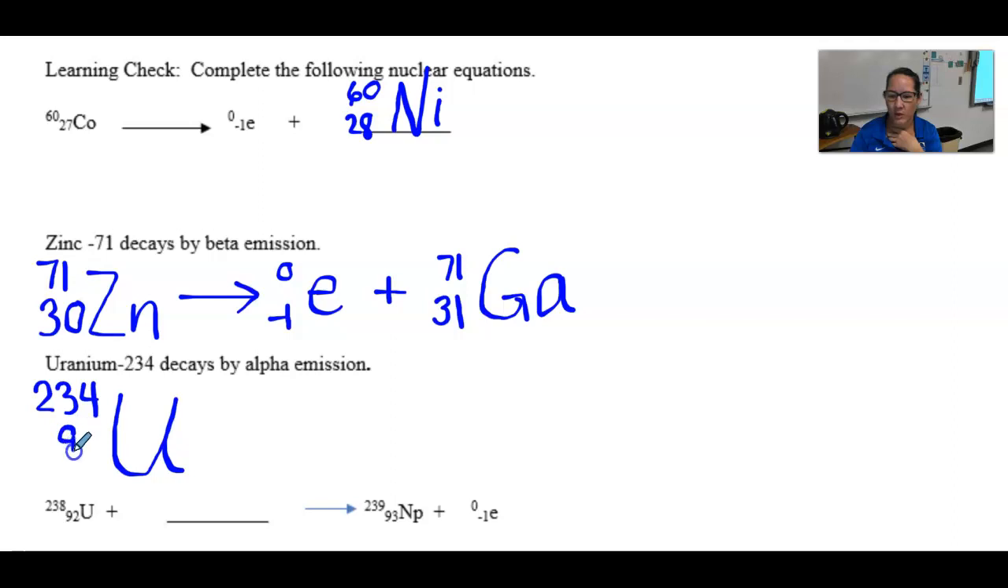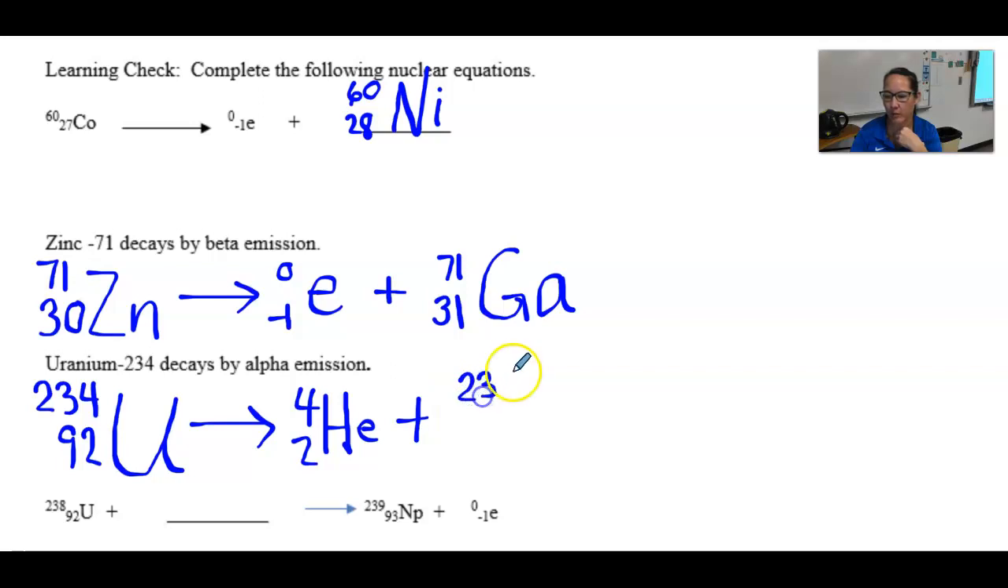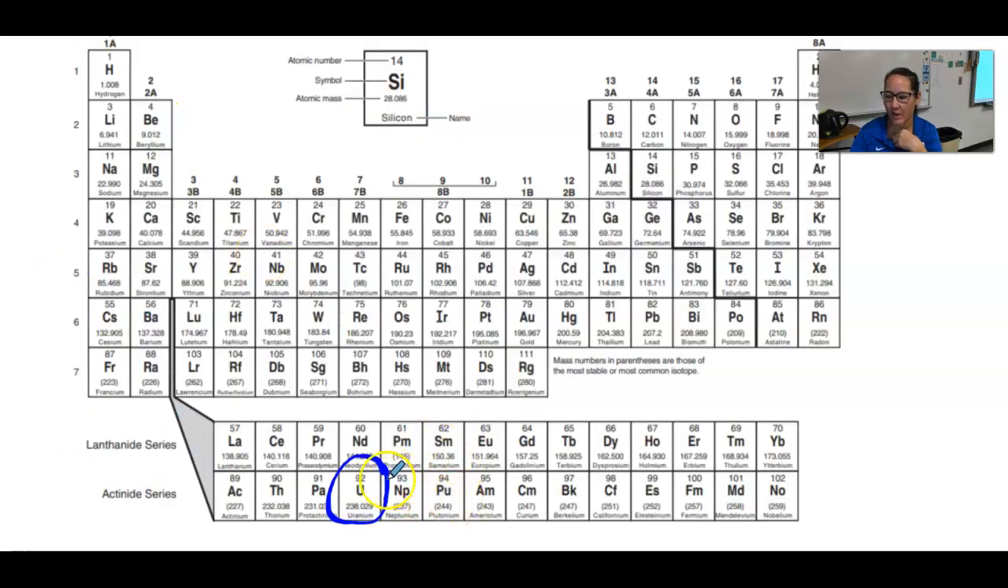So that goes here. And since it's going to go through an alpha decay, we're going to write the arrow. It's going to emit an alpha particle, plus. And then our new particle has a mass that has decreased by 4, so this will be 230. And then the atomic number decreases by 2, so instead of 92, now it's going to be 90. And then we go find element number 90 on the periodic table, which is thorium, TH.